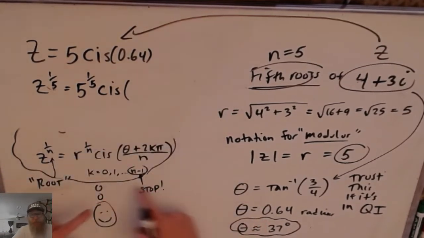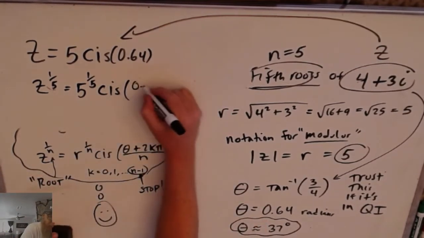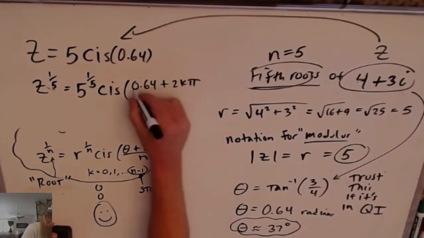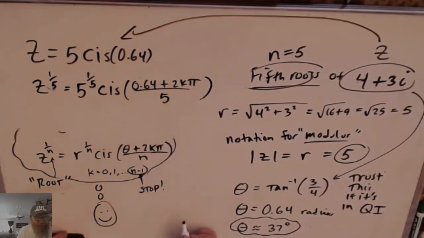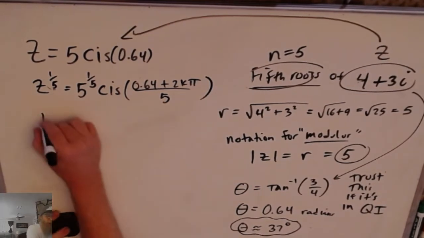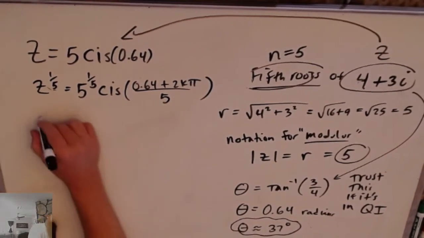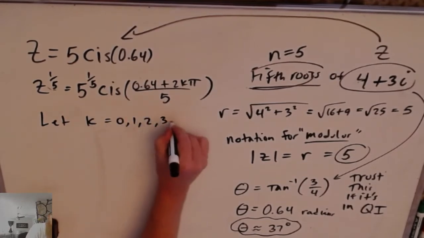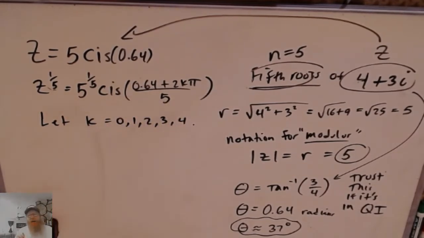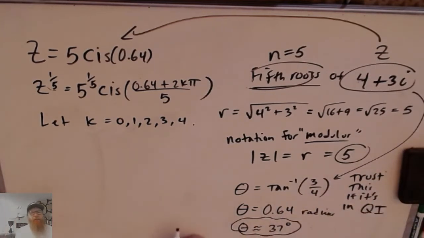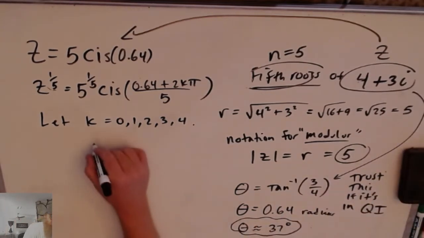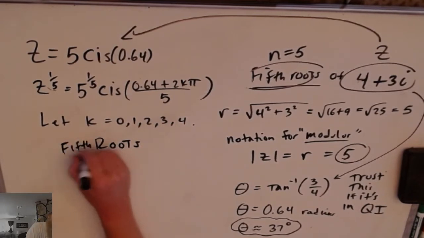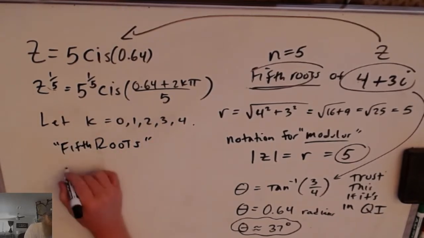Cis, we're using this formula. Theta is 0.64 plus 2k pi over 5. And now we're going to let k range from 0 to 4. That will give us 5 different roots, 5 fifth roots.